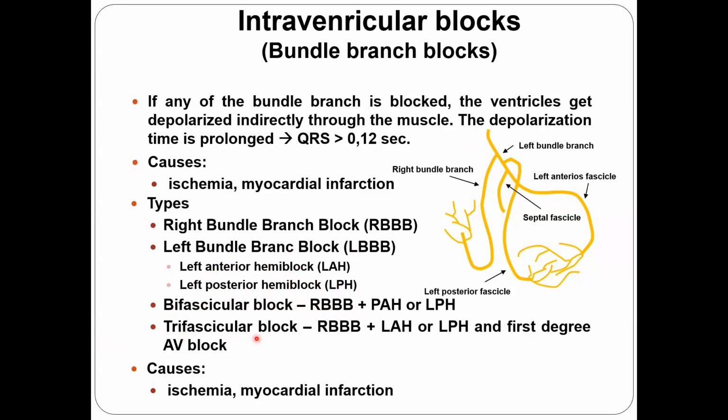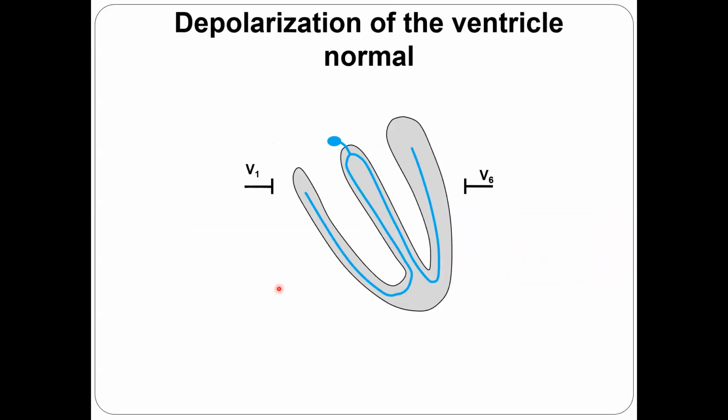We can have trifascicular block. Trifascicular block usually means that we have a right bundle branch block, we have an anterior or posterior hemiblock, and we have a first degree AV block. These are all caused by ischemia or infarction. This is what we have.